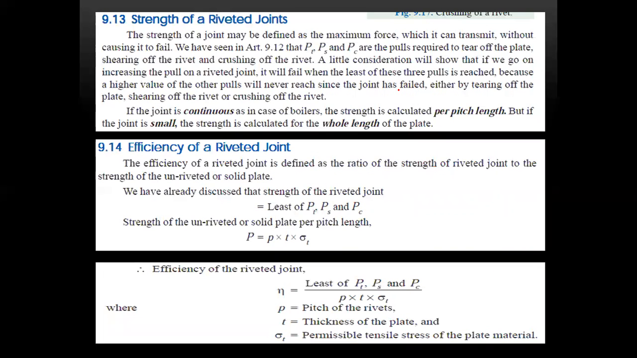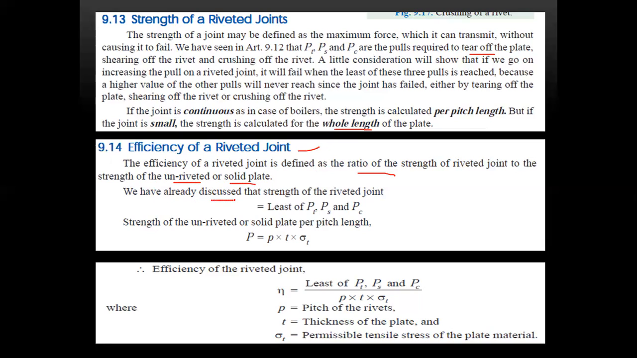Next, coming to the strength of the riveted joint. Pt, Ps, and Pc are the pulls required for tearing of the plate, shearing of the rivet, and crushing of the rivet. If the joint is continuous, as in the case of a boiler, the strength is calculated per pitch length. But if the joint is small, the strength is calculated for the whole length of the plate. Now, coming to the efficiency of the joint. The efficiency of the riveted joint is defined as the ratio of the strength of the riveted joint to the strength of the unriveted or solid plate.